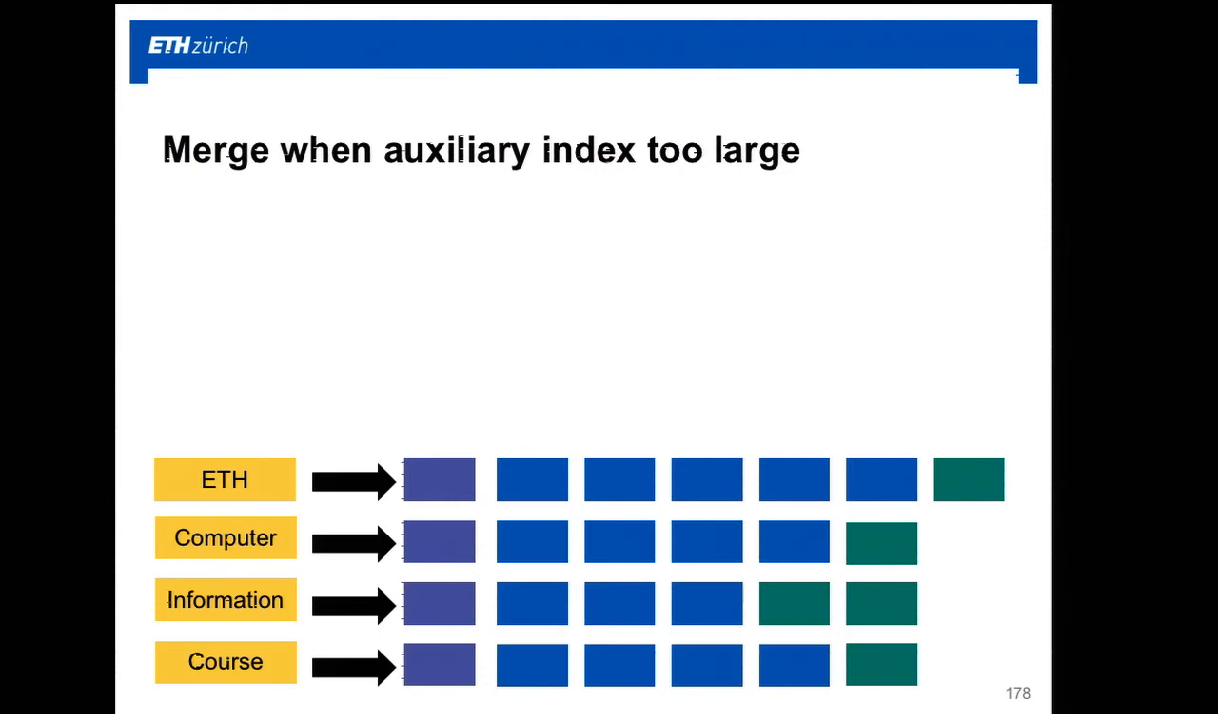There is one condition that makes it easy to merge the auxiliary index onto the disk by just appending the new document IDs to the posting list. What is this condition? I'm assuming something, yes?